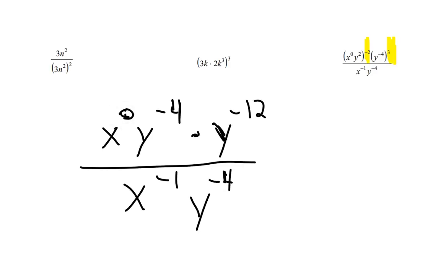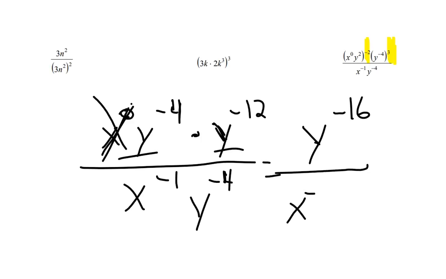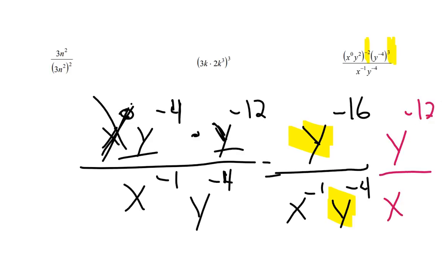So x to the 0 power is just going to be a 1. I can cancel that out. Don't need to write it anymore. I've got y to the -4th times y to the -12th. Remember, if I have the same base, which I have, I can just combine my exponents. So I've got y to the -16th over x to the -1, y to the -4. Now I've got my y's in here. Got the same base, so I can subtract. -16 minus -4 is going to give me y to the -12 divided by, I still have x to the -1st power.